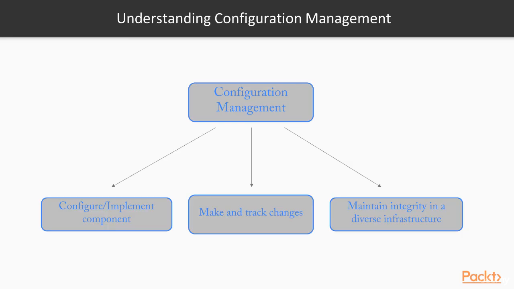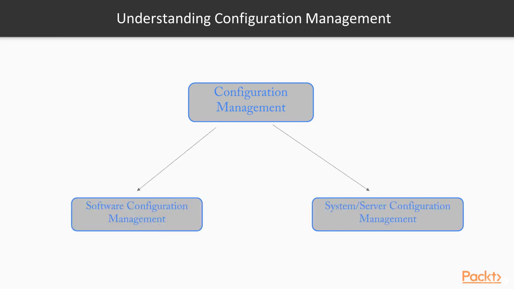Configuration management is the process of maintaining the state of a system or an application. It involves configuration of a component, implementing and tracking changes made to that component, and maintaining an integrity with the rest of the infrastructure. There are two types of configuration management.